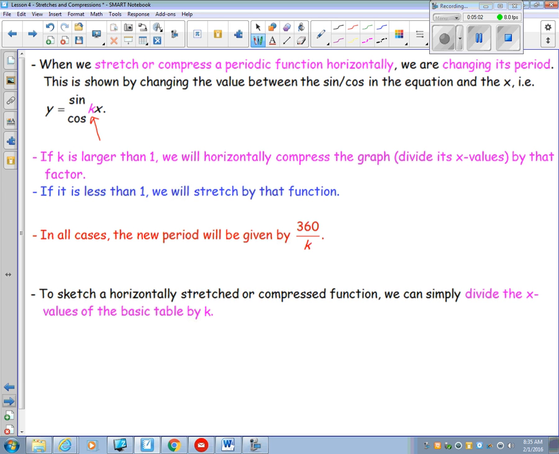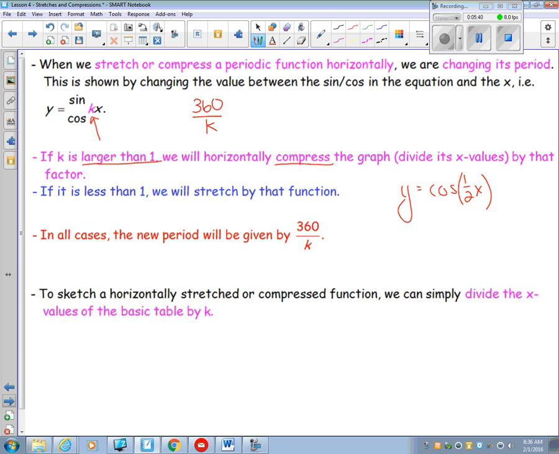So in this case, if k is larger than 1, we actually compress. And the reason why is, remember, think about our period. Period is 360 divided by k. The bigger the k, the smaller the period. It's a division happening here. Now the key there is, if it's larger than 1, we're going to compress. If it's less than 1, we're going to stretch. So for example, if I saw y equals cos of 1/2 x, that would actually be a stretch by a factor of 2. Think about flipping the fraction upside down.